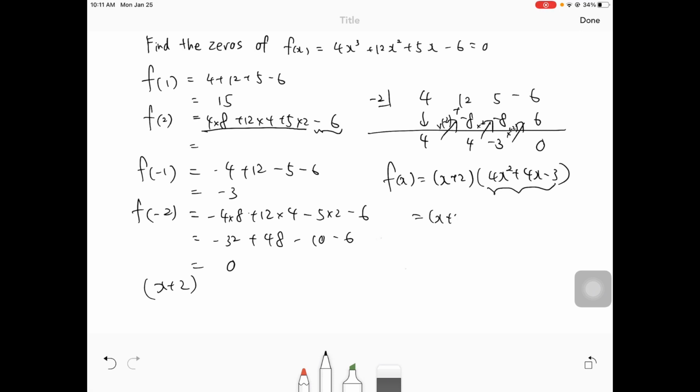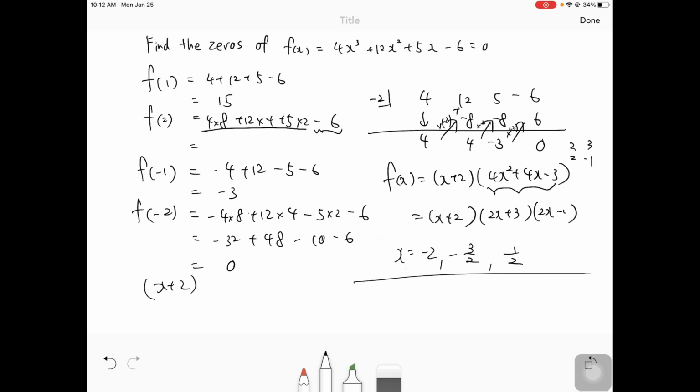You can still factor it. 2x plus 3 times 2x minus 1. Is that correct? Yes. Then you finished factoring. Now you can find the zeros. x equals negative 2 and negative 3 over 2 and 1 over 2. That's it.